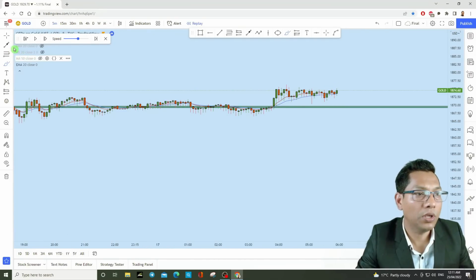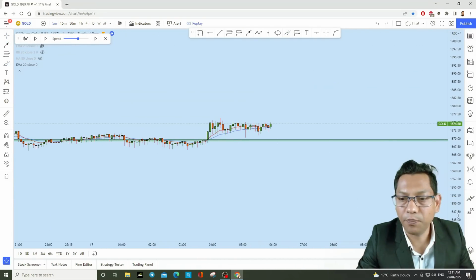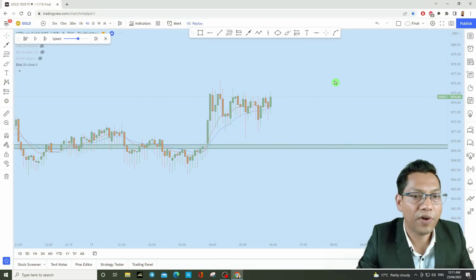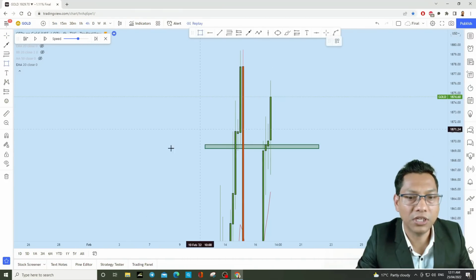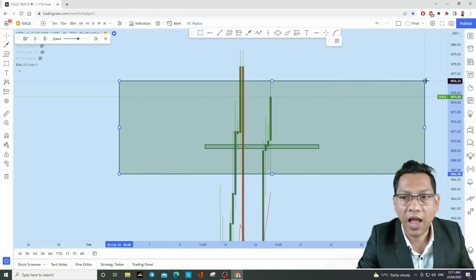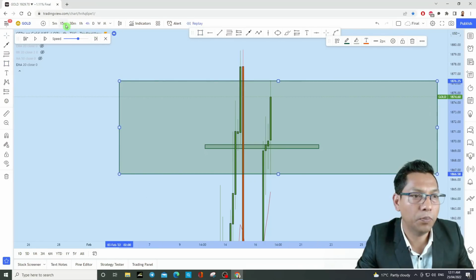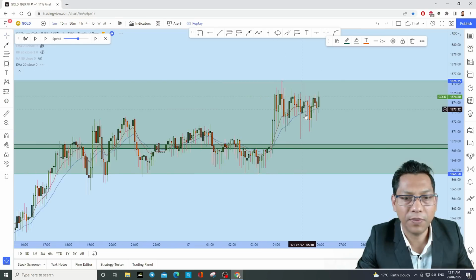Okay, now this is the 5 minutes time frame. Before we jump onto it, let's zone out this bullish engulfer, so we know the high and low of this bullish engulfer. Now go back to the 5 minutes time frame.